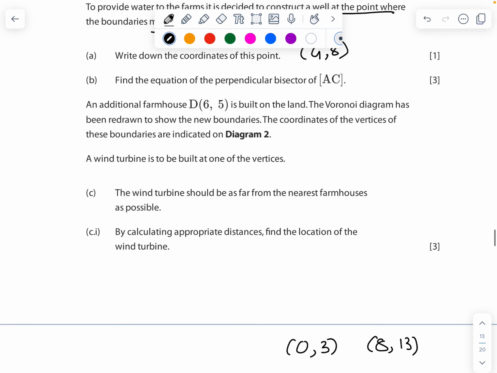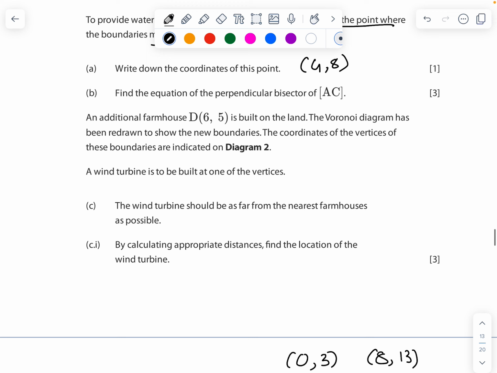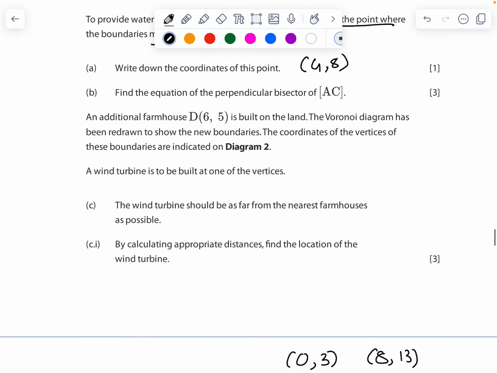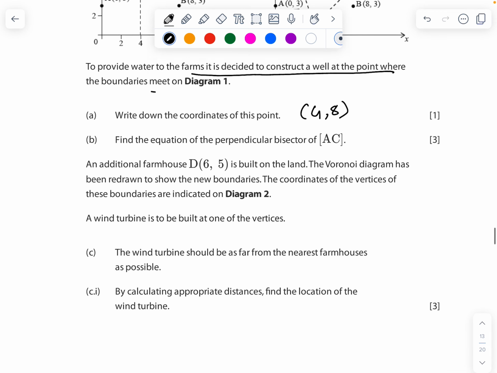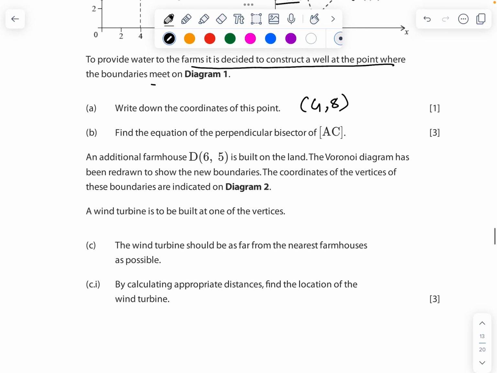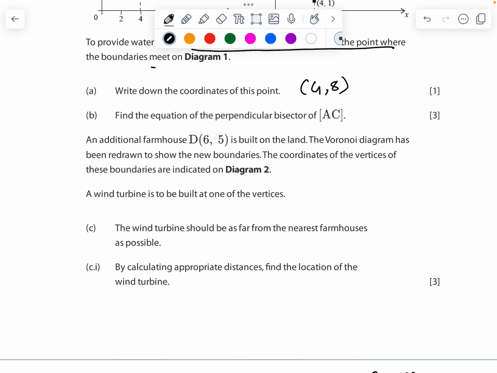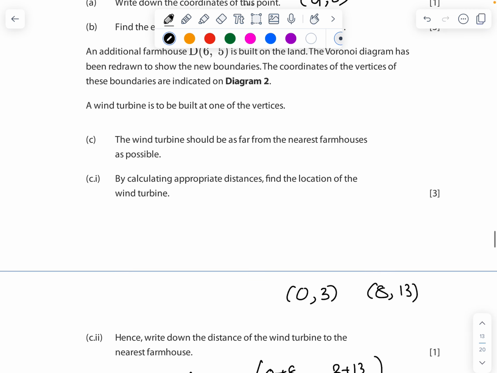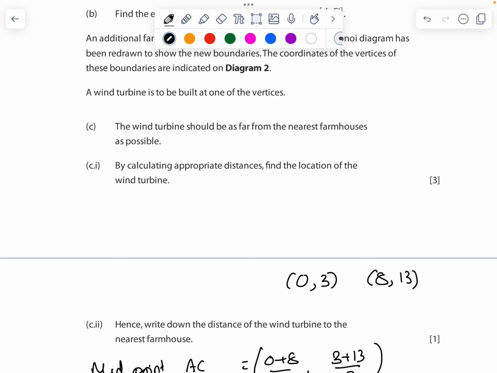Next, an additional farmhouse D (6, 5) is built on the line. The Voronoi diagram has been redrawn to show the new boundaries. The coordinates of the vertices of these boundaries are indicated in diagram 2. A wind turbine is to be built at one of the vertices. The wind turbine should be as far as possible from the nearest farmhouse. By calculating the appropriate distances, find the location of the wind turbine.